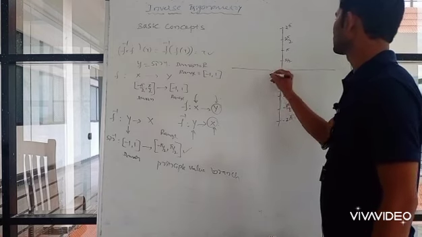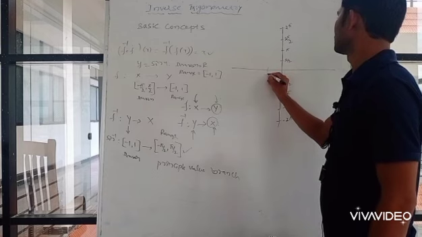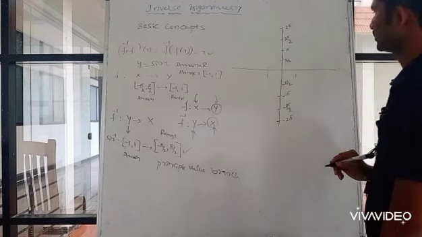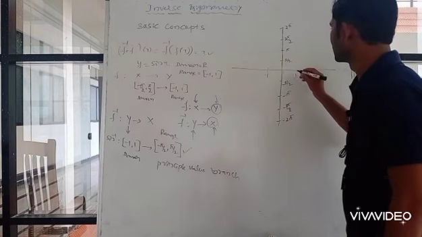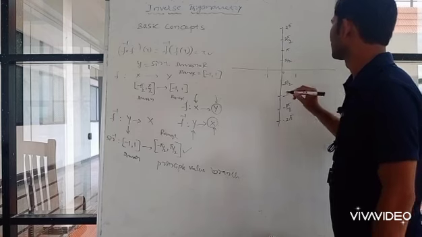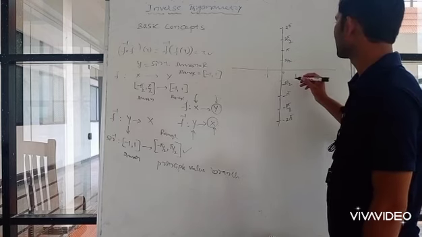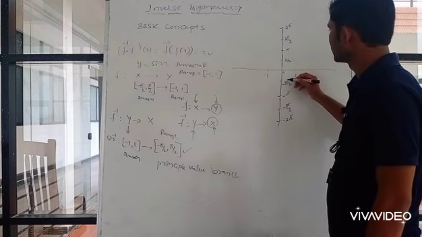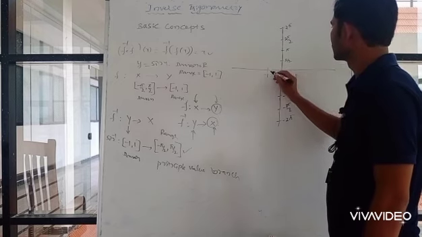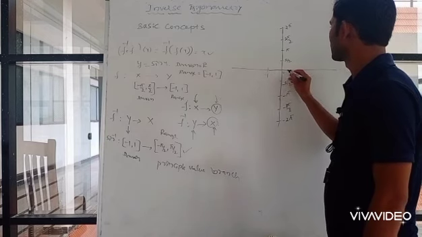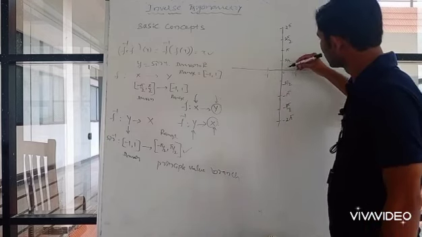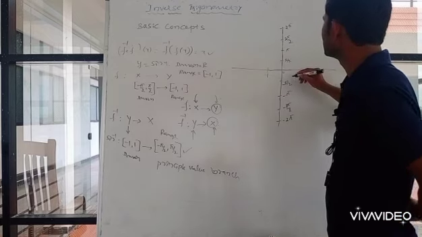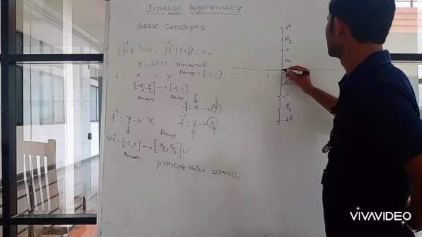So on the x axis, minus 1, here plus 1, here 0. So the graph will be, yes. So what will be the graph now? Minus pi by 2 is there. The graph is increasing. So from 0, like this.